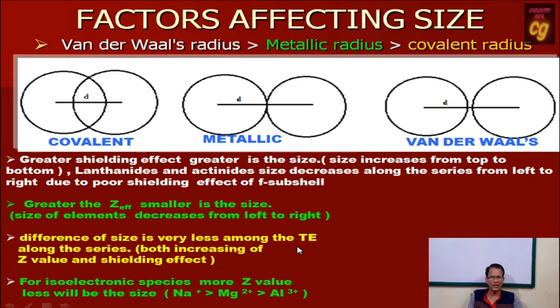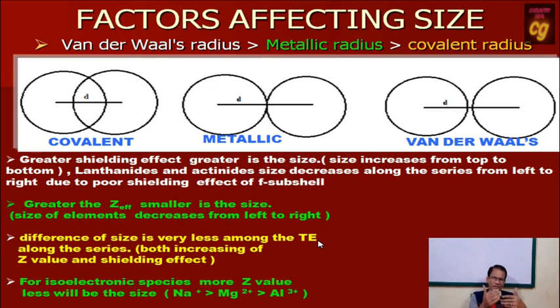And the difference in size is very small among the transition series. If you see the transition series, the middle series, their size difference is very small, because of two factors. First, the shielding effect is increasing and the nuclear charge is also increasing. From left to right, from scandium to zinc, the nuclear charge is increasing, and the added electron also shows more shielding effect. So shielding effect is increasing from left to right, and nuclear charge is increasing from left to right.